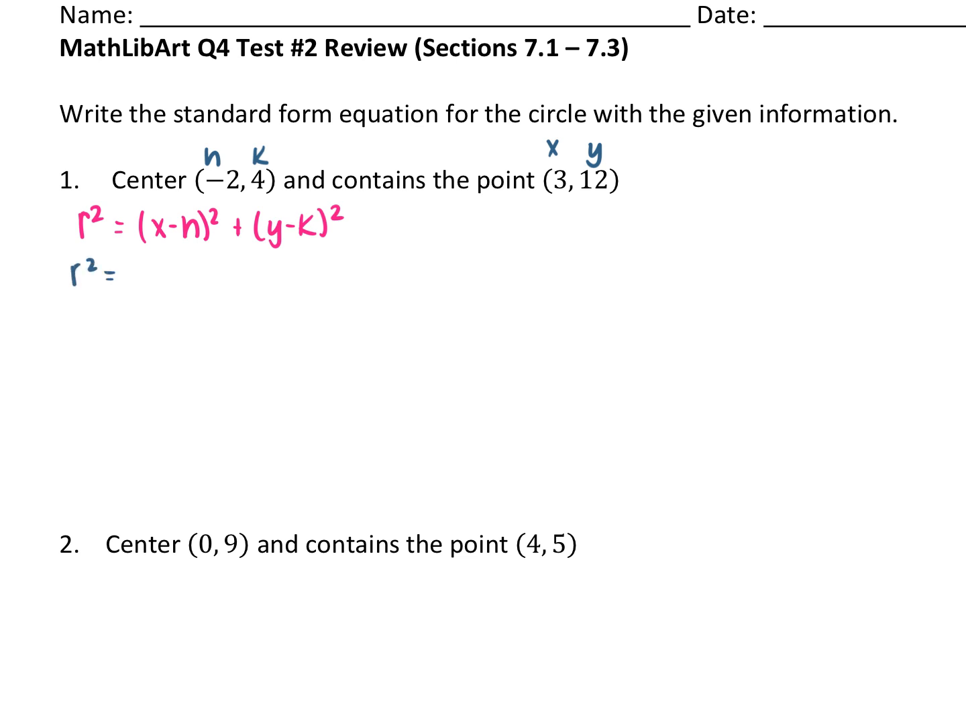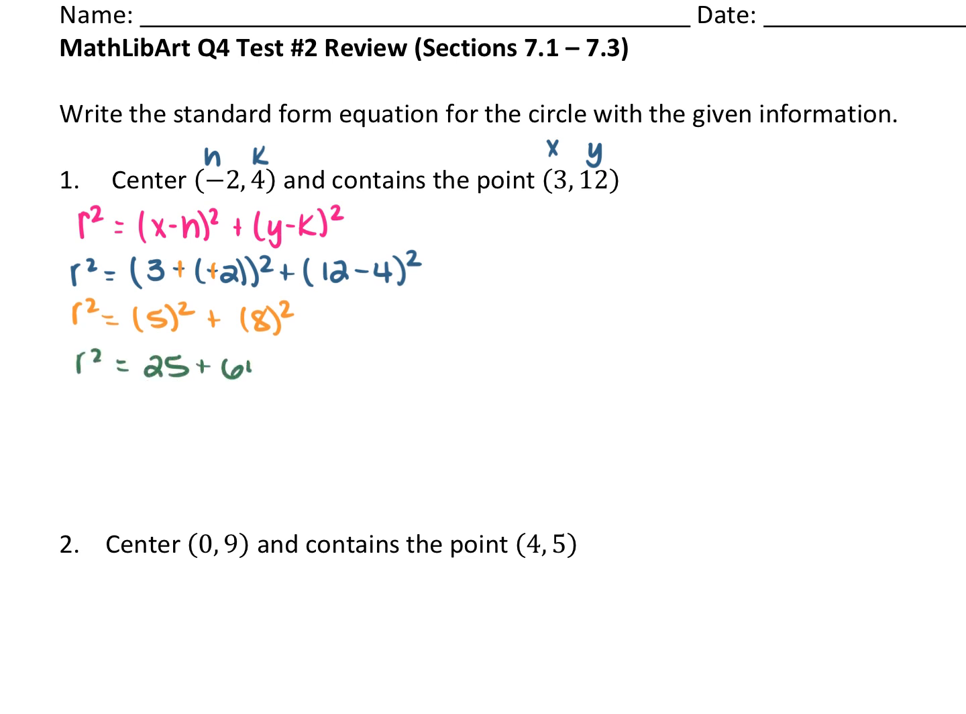So it's going to give you r squared is equal to 3 minus -2 squared plus 12 minus 4 squared. Your double negatives turn to positive, so that becomes 3 plus 2, which is 5 squared. And 12 minus 4 is 8 squared. So this simplifies to r squared is equal to 25 plus 64, which means r squared is 89. You're going to leave it as r squared because in your equation of a circle, x minus h squared plus y minus k squared equals r squared, so there's no point in taking the square root of r squared. You're leaving it as that 89.